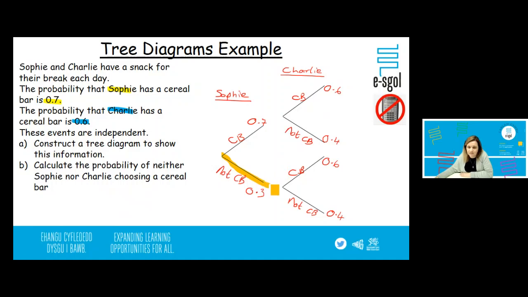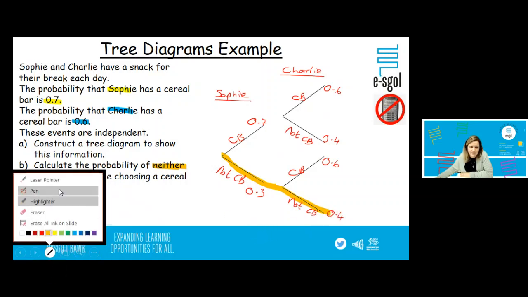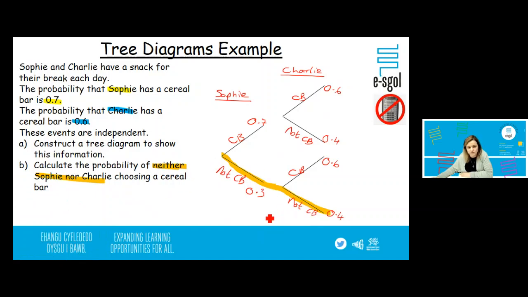From that path that I've started, I now have 2 choices. I either go up slightly to saying that Charlie's having a cereal bar or down to say that he's not. Now the question says that neither Sophie nor Charlie have a cereal bar, so I'm going to follow the path that says not cereal bar. The highlighted section now is the path that I'm going to follow.